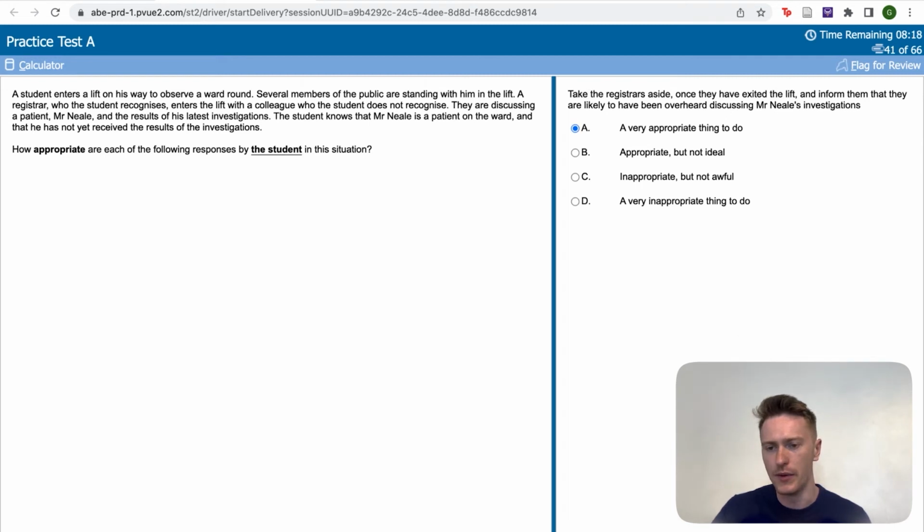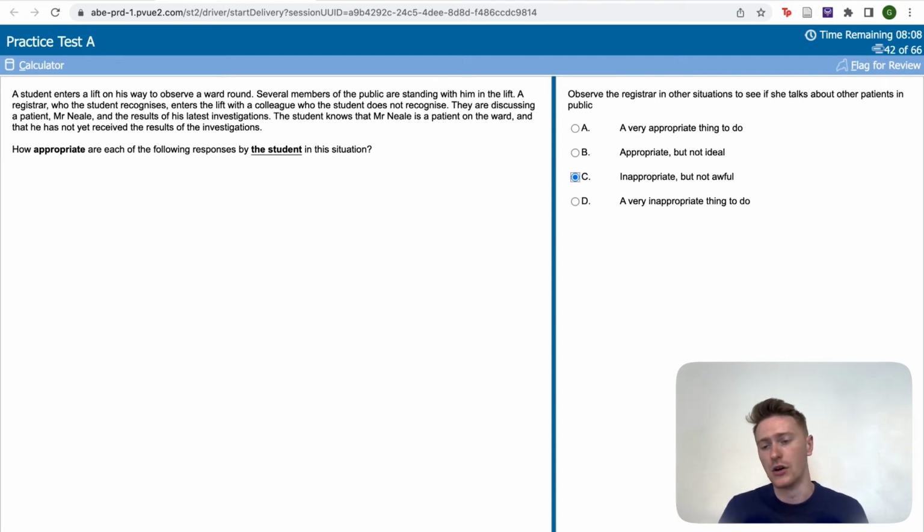You would clearly tell them. Observe the registrar in other situations. That's inappropriate, really. You're not really dealing with it. That's the same as doing nothing, except it is a bit better because at least you're doing something. You're observing, but you're not really acting. So it's inappropriate, but not awful.